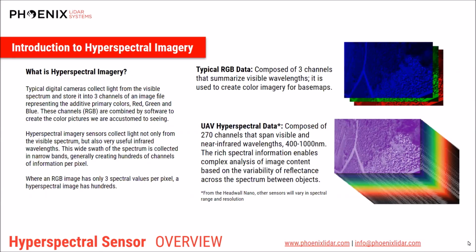The hyperspectral imagery that we're speaking about today is made of light from the visible as well as the near-infrared region, so 400 to 1,000 nanometer wavelengths. This means that we can see how the subjects of our imagery are interacting with infrared light that's not visible to the human eye.